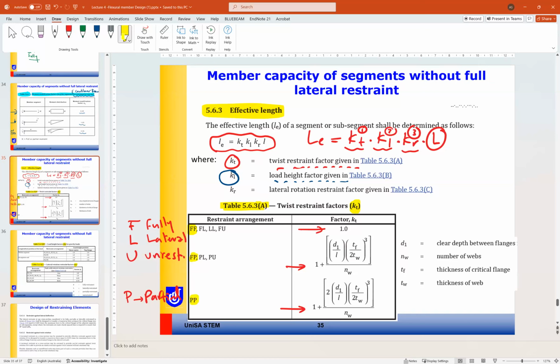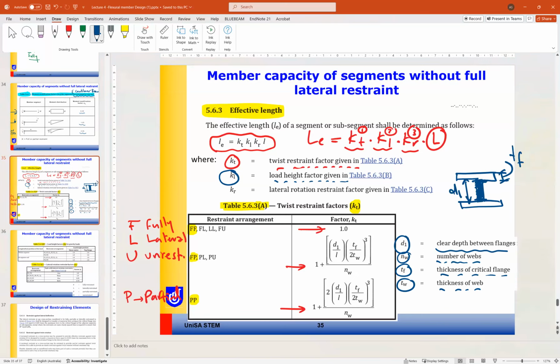If it is partially restrained at both ends, you can use this formula, where D1 is the clear depth between flanges, NW is the number of webs if you have more than one web, TF is the thickness of the critical flange, and TW is the thickness of the web. So if this is our cross section, this is D1, and this is T flange, and this is T web, and the number of webs is usually 1. So this is the value for KT.